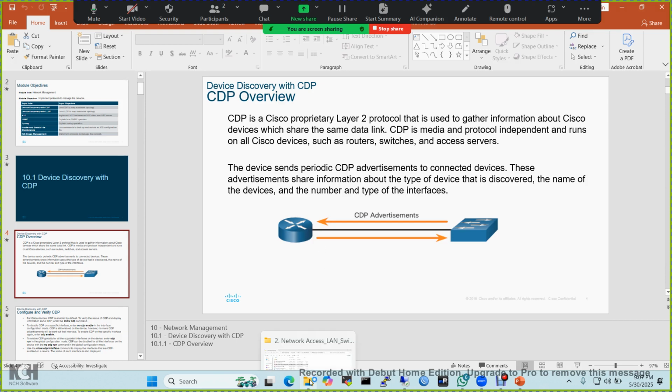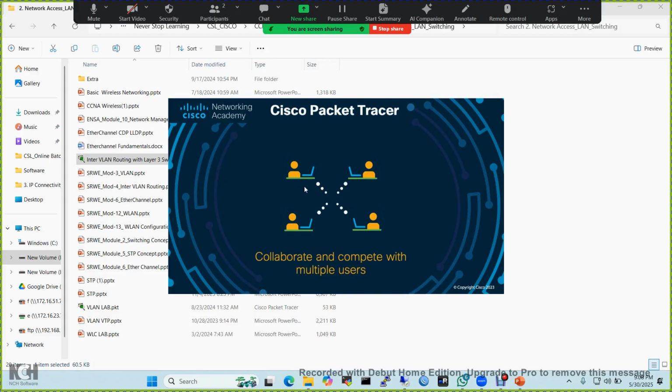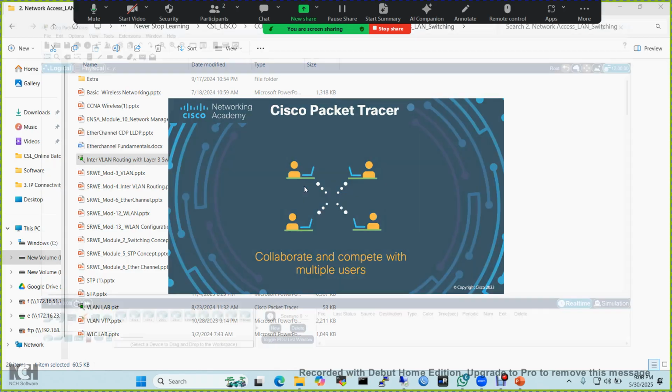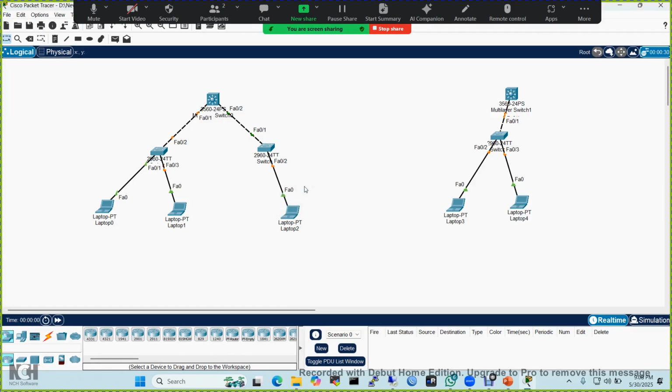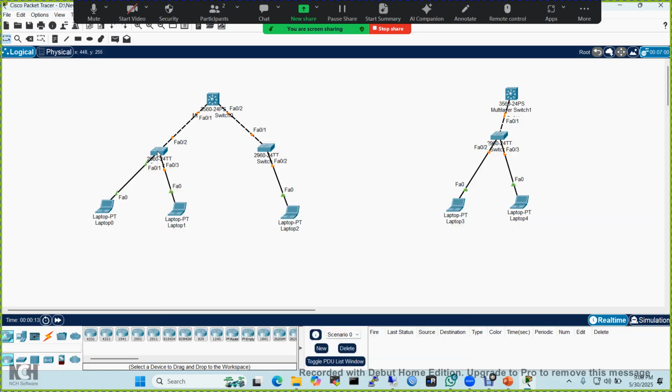I am opening a lab for demonstrating inter-VLAN routing with a layer 3 switch. Here there is a lab. I think you have done this lab also, inter-VLAN routing, isn't it? Yes. Okay, I am opening it only for checking the LLDP and CDP options in an existing network. This lab is very short. No problem. That is okay.